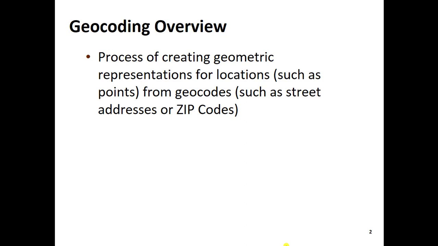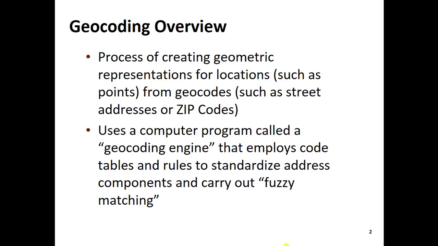One address is fine to put on the map by hand. But what are you doing with 50 or 5,000? I had a project recently with 2 million address points. So you have to do different things with that. Geocoding is the process of creating a geometric representation for locations, putting the address as a point on a map, using a computer program or geocoding engine.